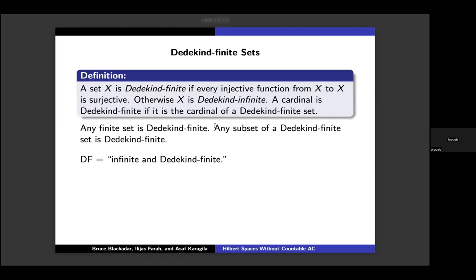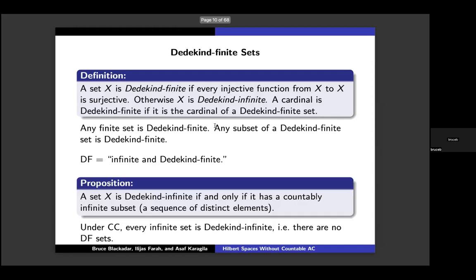Okay, so we're particularly going to be interested in looking at what are called Dedekind finite sets. A set X is Dedekind finite if every injective function from X to X is surjective. Or in other words, X is not equipotent with any proper subset of itself, and otherwise X is Dedekind infinite. And you can make the same definitions for cardinals. So of course, any finite set is Dedekind finite, and any subset of a Dedekind finite set is Dedekind finite. We'll use the abbreviation DF to mean infinite and Dedekind finite.